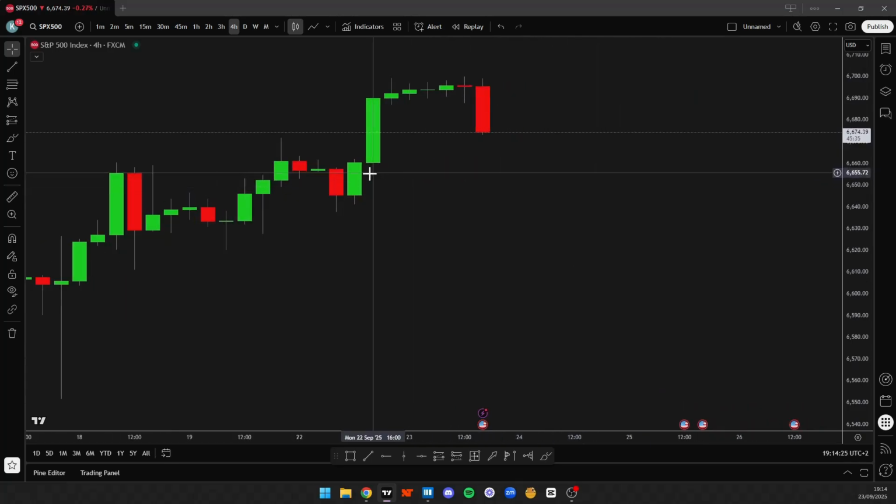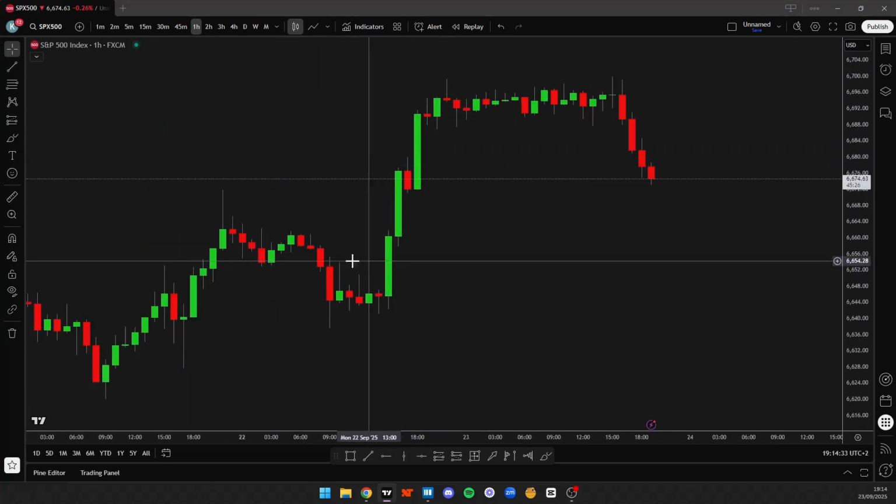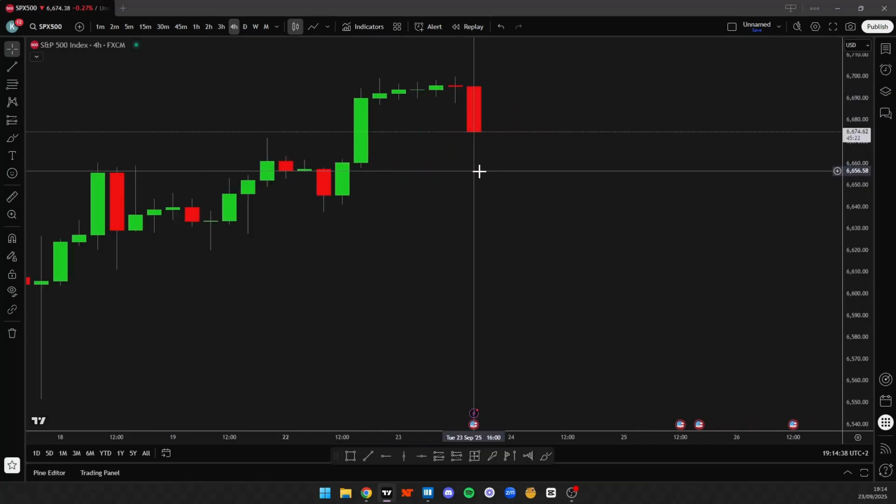So this is point number 1, and then we can see it is made of an engulf. We can see after this candle there was decent follow through. Of course, this is the H4 time frame. So if we go lower to an H1 time frame, you can see how much follow through there was from this move. So those points are obviously really good.